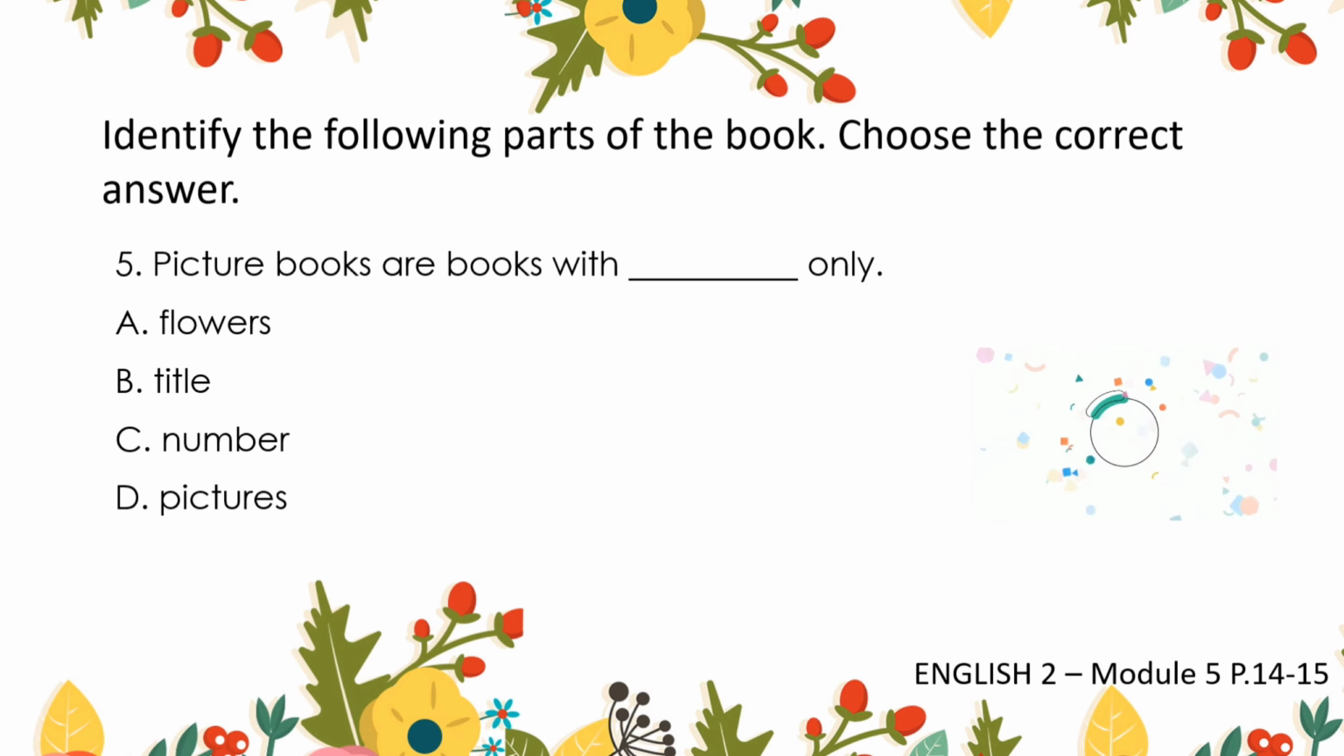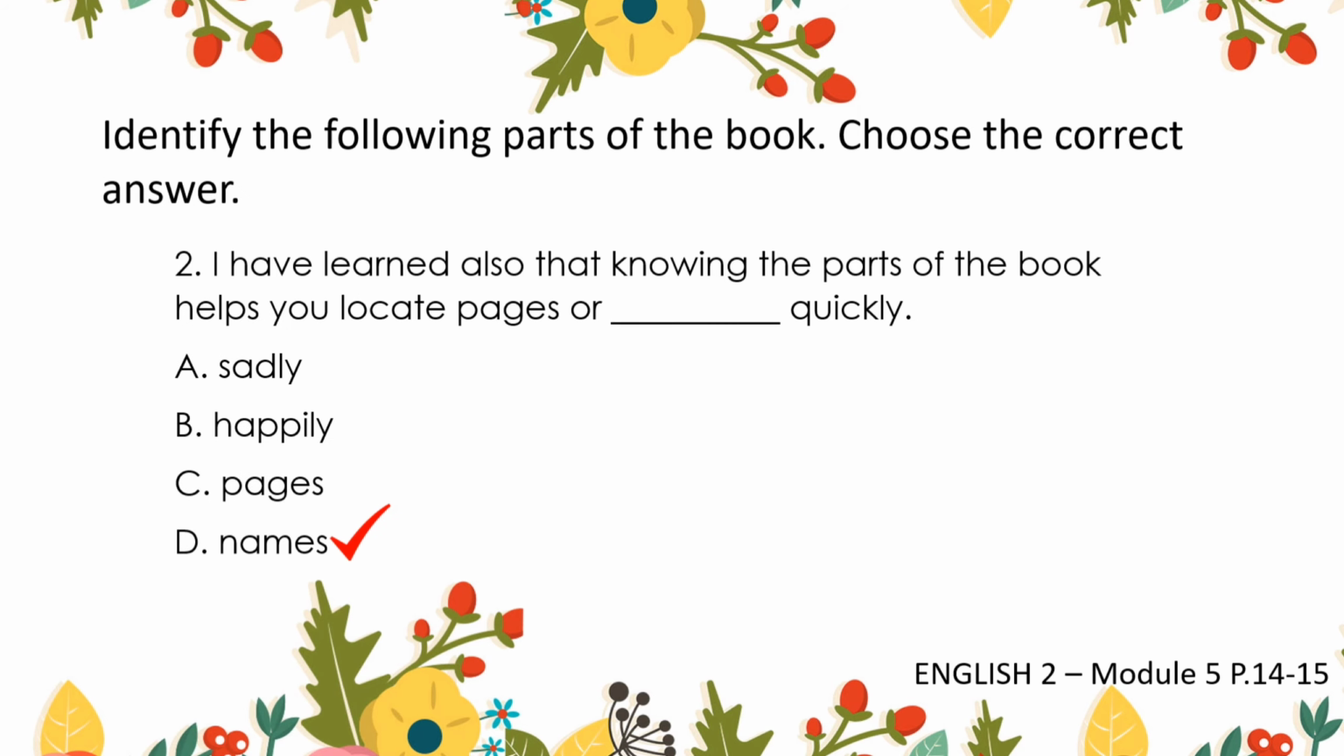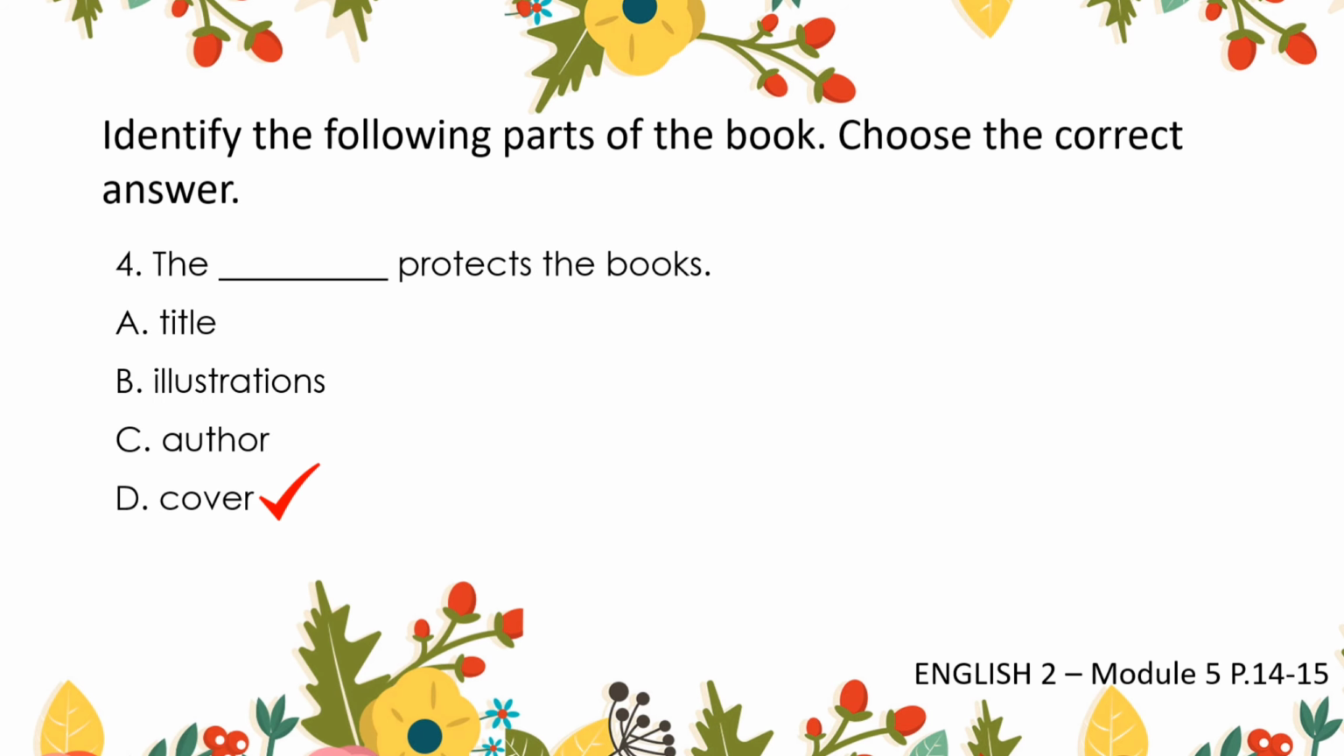Time's up! Now let us check if you got all answers correct. The answer for number 1 is B, parts. I have learned that books have different parts. Number 2, D, names. I have learned also that knowing the parts of the book helps you locate pages or names quickly. Number 3 is author. Sometimes an author is also the illustrator of the book. Number 4, cover, letter D. The cover protects the book.